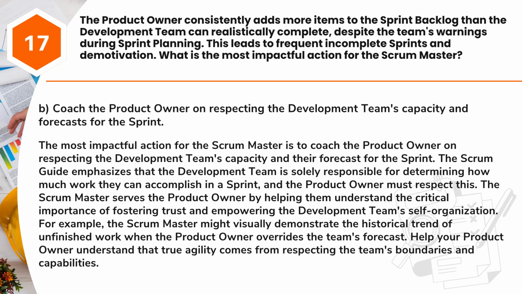The Scrum Master serves the product owner by helping them understand the critical importance of fostering trust and empowering the development team's self-organization. For example, the Scrum Master might visually demonstrate the historical trend of unfinished work when the product owner overrides the team's forecast. Help your product owner understand that true agility comes from respecting the team's boundaries and capabilities.